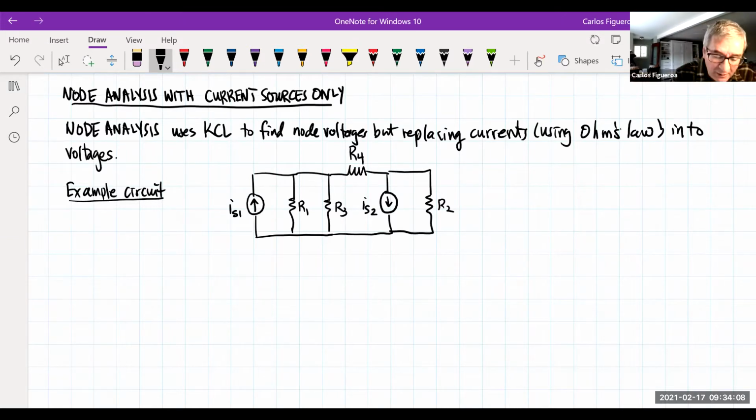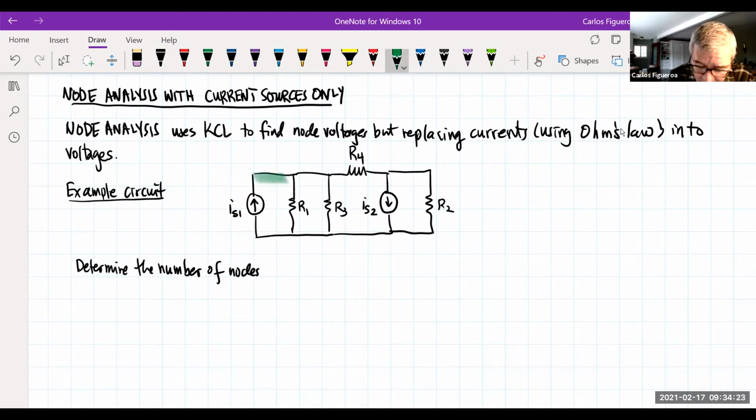The first thing that I'm going to do here is determine the number of nodes. If I do that, you can see that I've got a node up here, a node right here, and then a third node down here at the bottom. So there are only 3 nodes in the circuit.